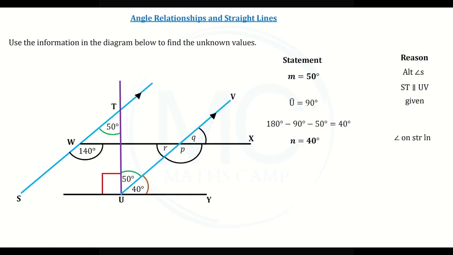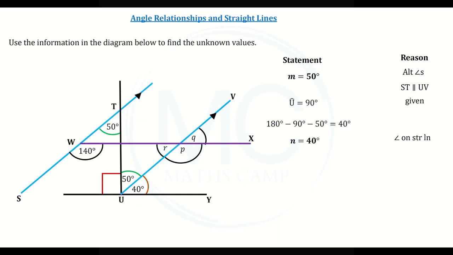Now, TU is not the only transversal line we have to work with. So let's make TU black again. WX also cuts both of our parallel lines. So this is also a transversal line. Let's make WX purple. We have three angles sitting to the left of WX: 140 degrees, angle R, and angle P.